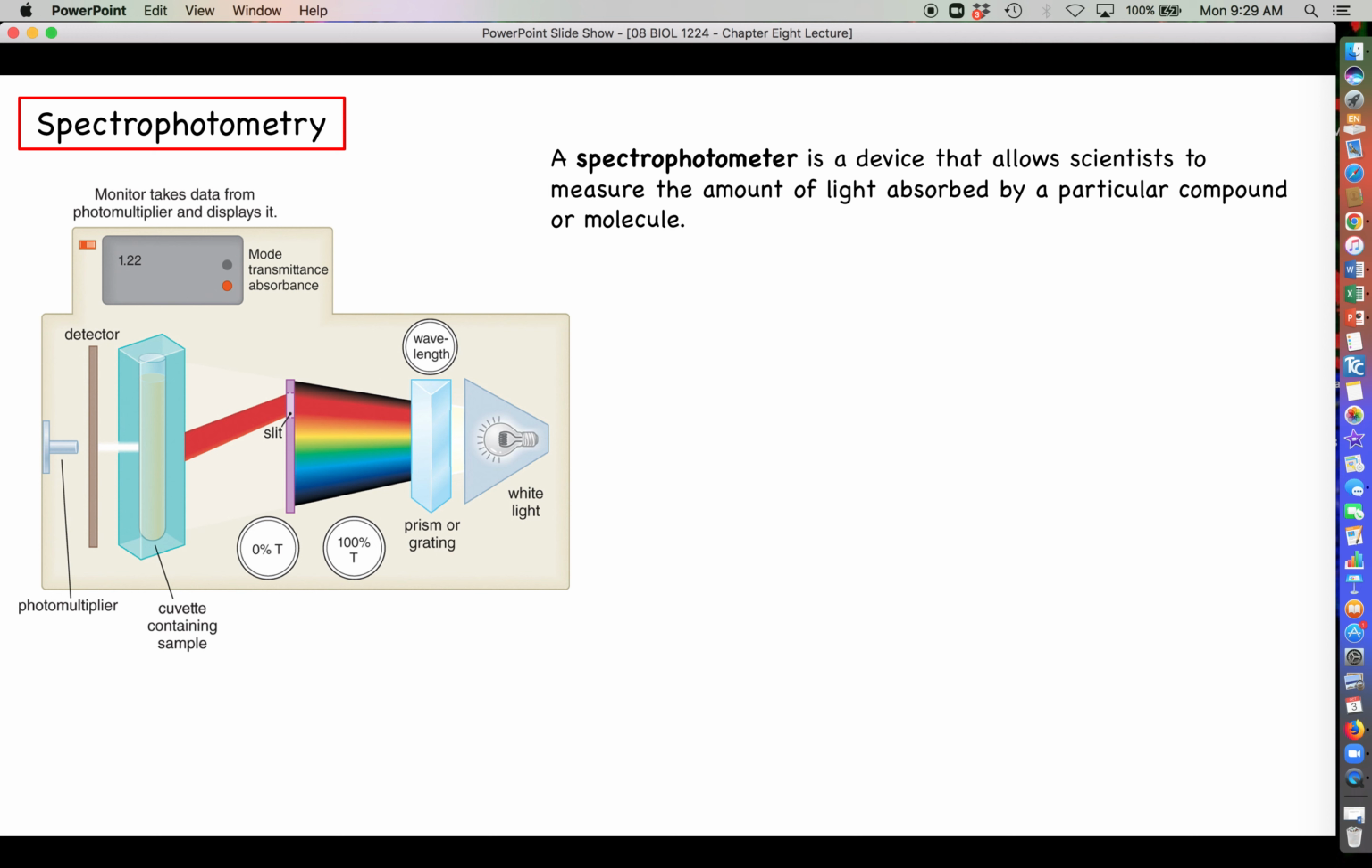Okay, and then something that is a little bit more poignant for studying photosynthesis in the lab is I want to introduce a device which is called a spectrophotometer. A spectrophotometer is a device that allows scientists to measure the amount of light that is absorbed by a particular compound or molecule. So if you know that you're dealing with a photoactive molecule or pigment, something that absorbs light in the visible spectrum, or something that has a color to it, you can use a spectrophotometer to measure how much light is actually absorbed.